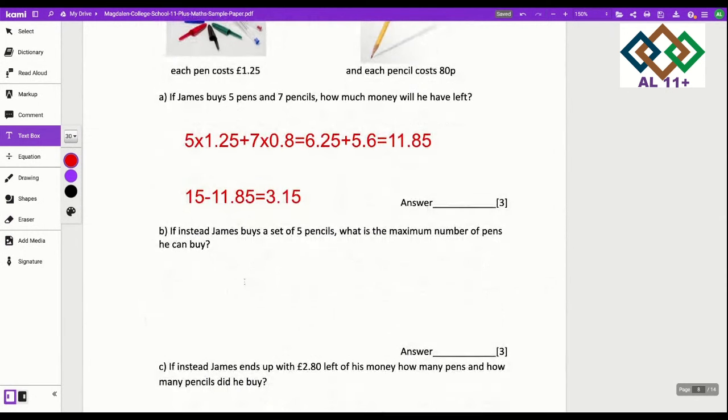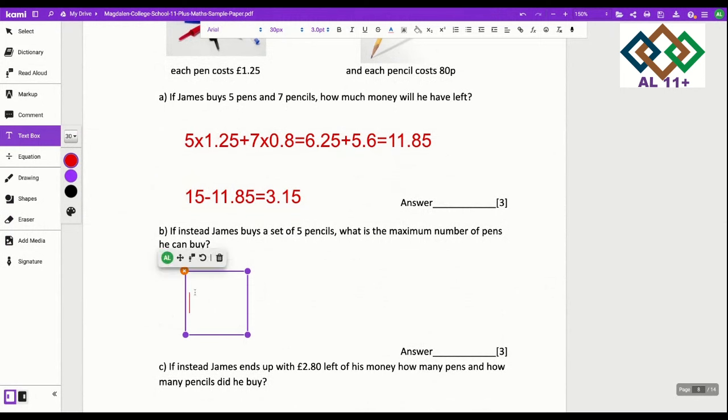And the next one is telling you, if instead James buys a set of 5 pencils, what is the maximum number of pencils he can buy? So you have to do 5 multiplied by 0.8, that gives you 4.